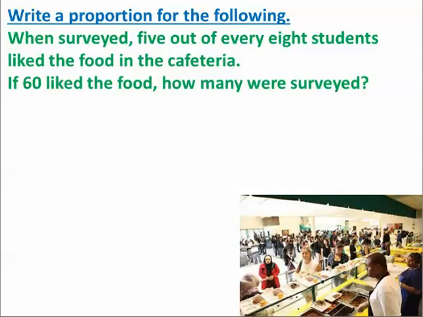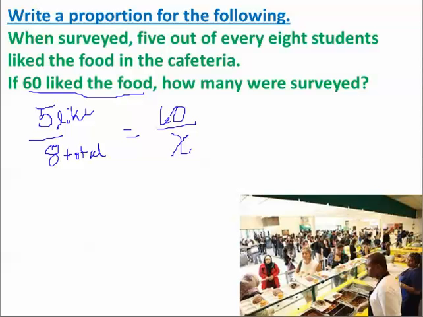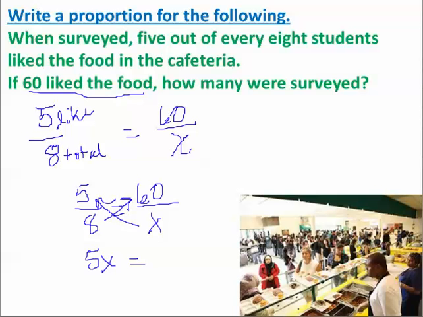One more that's a proportion that we're going to actually write when surveyed. 5 out of every 8 students like the food in the cafeteria. So 5 of them like it, and this is the number that were surveyed. The total number was 8. So we need to see, if 60 people like the food, how many people were surveyed? I simply want to find an equivalent ratio to 8/5, which has 60 on top and an x on bottom. No problem, I can cross multiply, and 5 times x will equal 60 times 8.